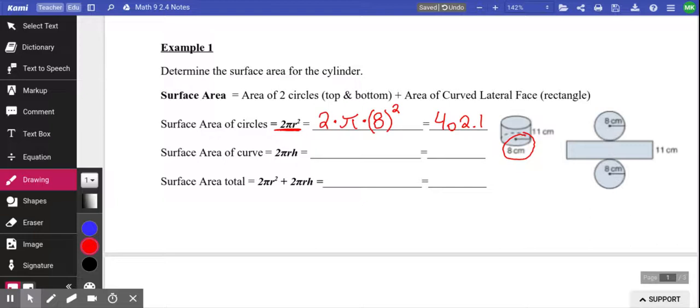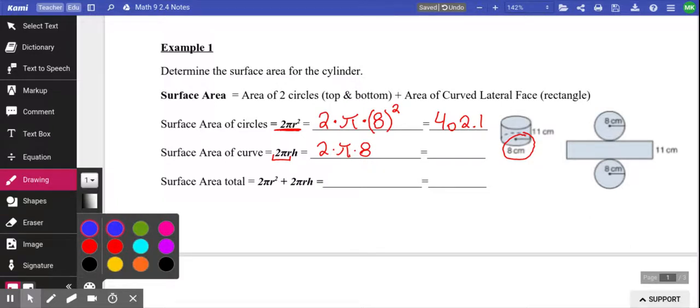402.1. That represents the circles, right? The top and the bottom of our cylinder. We now want to do the rectangle. The area of the rectangle is the height of it times the circumference of it. The circumference is 2 times pi times r. So for us, if we wanted to find the measurement of this can, we would go 2 times pi times 8, because that's the radius, times the height. In this question, it's 11.